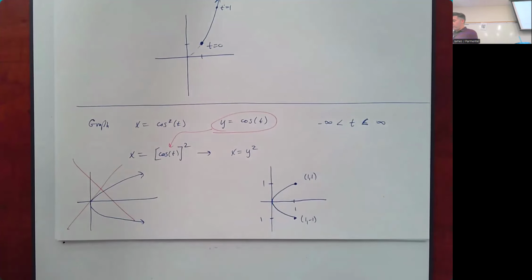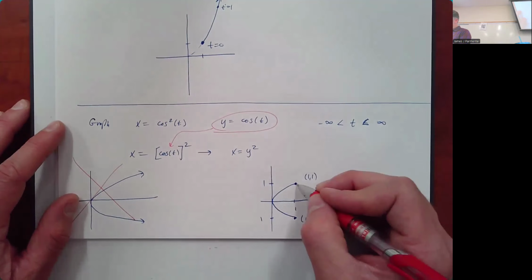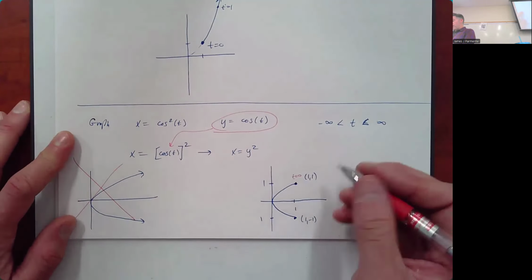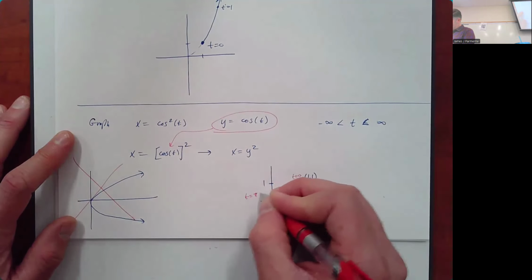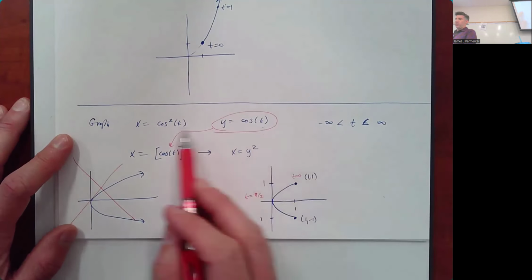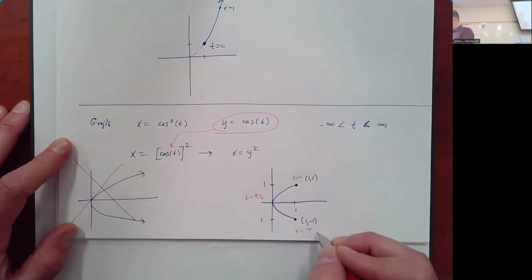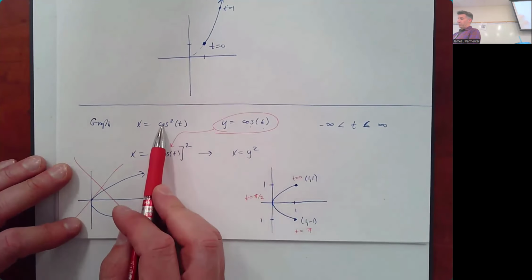And it actually kind of goes back and forth. So, right, cosine of 0 is equal to 1. So we start here at t equals 0. And then if we go to time equal to, say, pi over 2, cosine of pi over 2 is 0. And then over here, if we go to time equal to pi, cosine of pi is negative 1, but cosine squared of pi is positive 1.